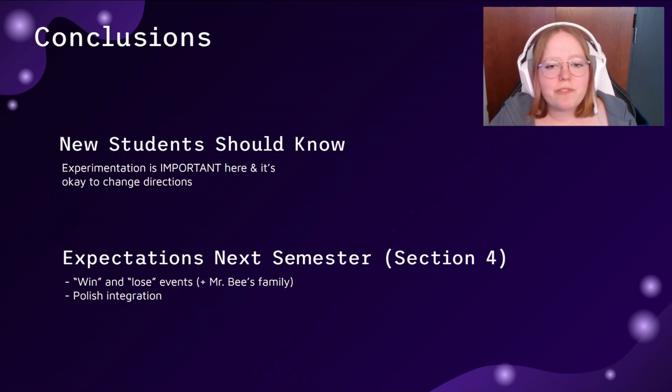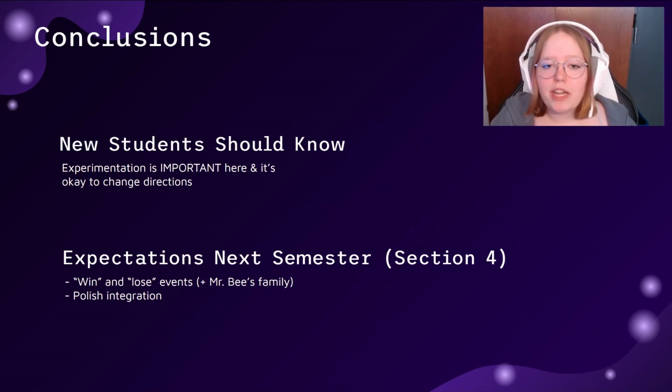My expectations for next semester, specifically for section 4, are to create the win and lose events. I think the lose event is mostly done. It's pretty much just going to be running that cutscene, but we do still have to be able to reset the scene, make sure we send Mr. B back and reset all the number hints and all that. I don't think we've done that yet.